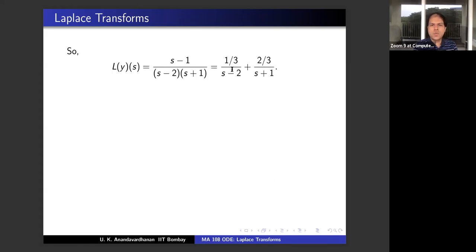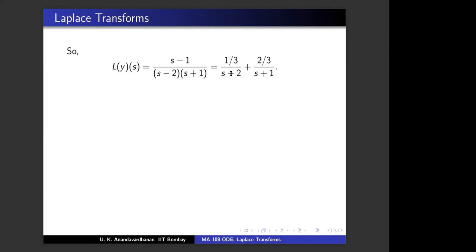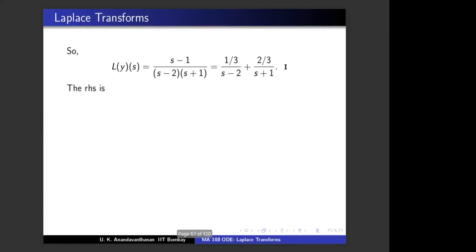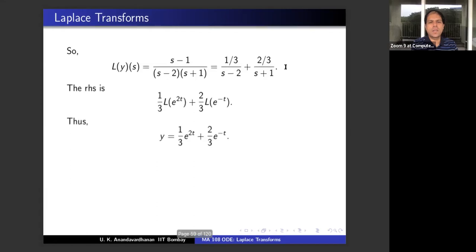1 by s minus 2 tells you what function? e to the power 2x. E power 2t, e power 2x, and 1 by s plus 1 is? E to the power minus x. We have solved it, no? So RHS is this, therefore the LHS is this. So in one go, straight away you got the answer.